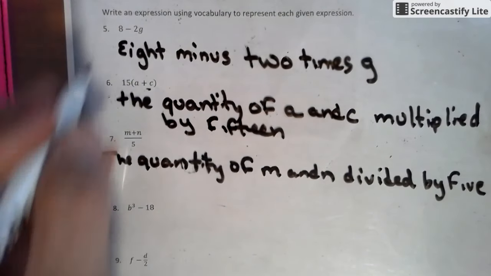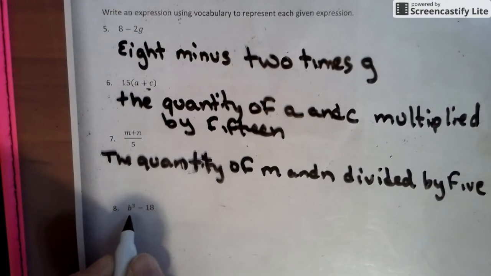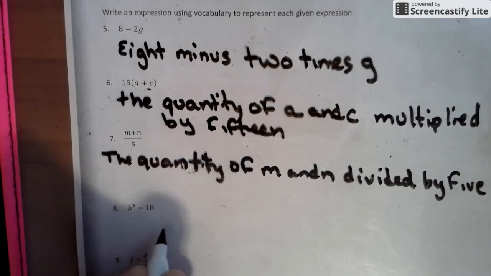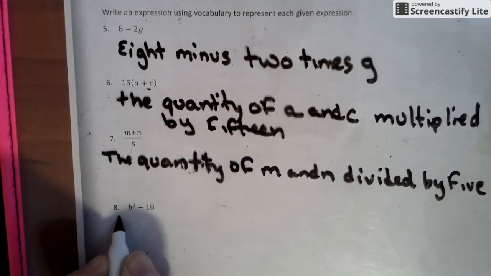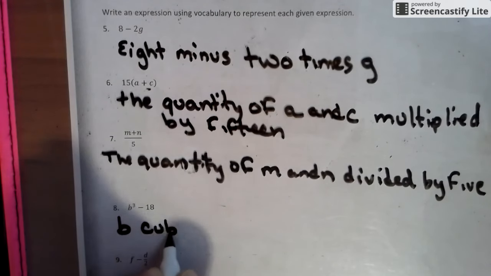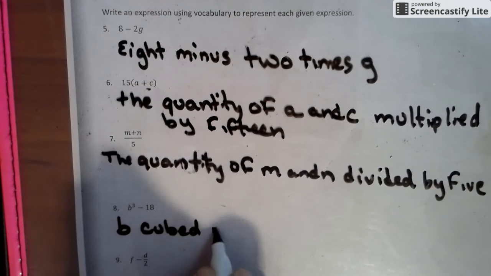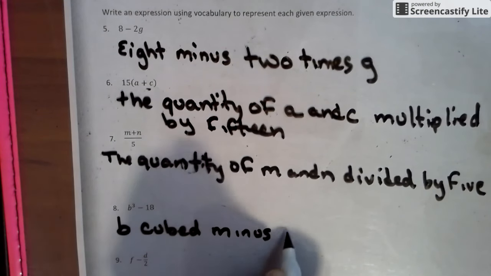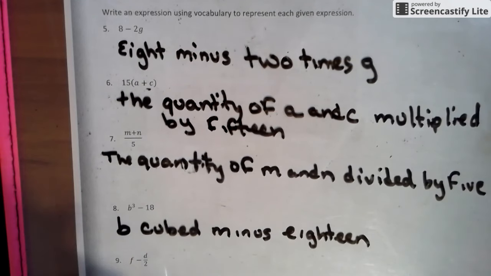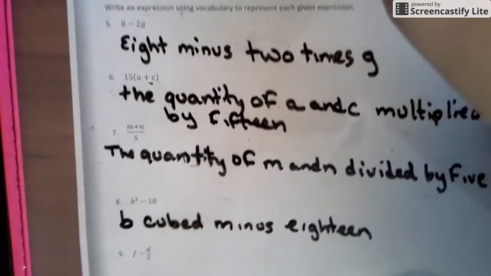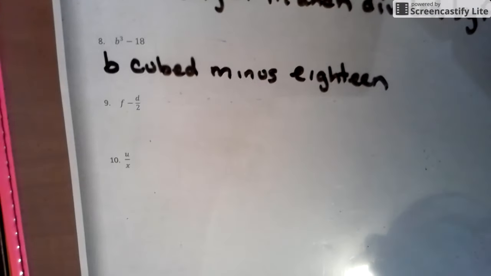Now here, this is back to that top one. We have to remember what that 3 power is. We could say b to the 3rd power minus 18. We can also say b cubed minus 18. Okay. Now, number 9, I'm going to move this down some, the last 2 on the dot cam.